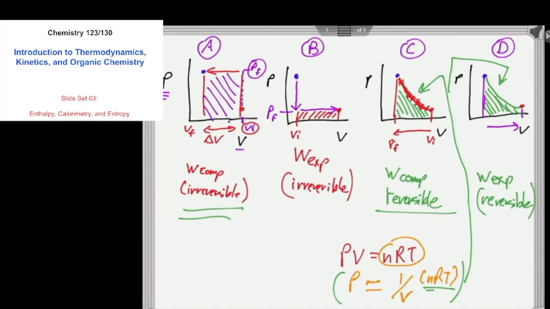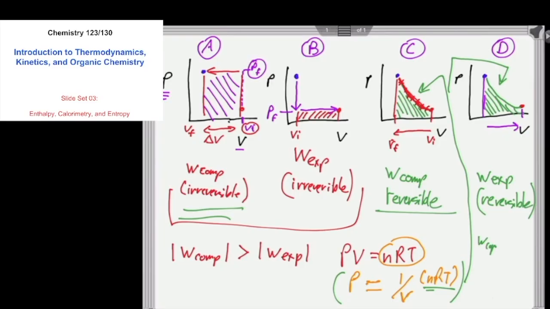So this is one of the ways of describing this. In the irreversible case, the absolute value of work for compression is going to be much larger than the absolute value of the work due to expansion. In the reversible case, work of compression equals work of expansion. This is just a result of having all of the energy balanced while we're going through the process under reversible conditions.